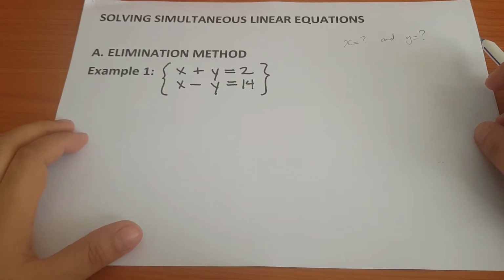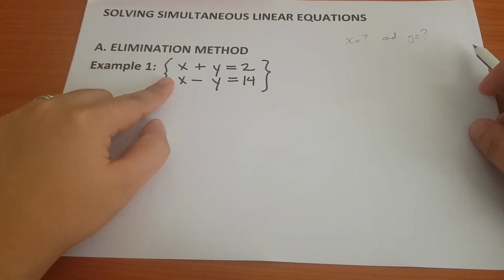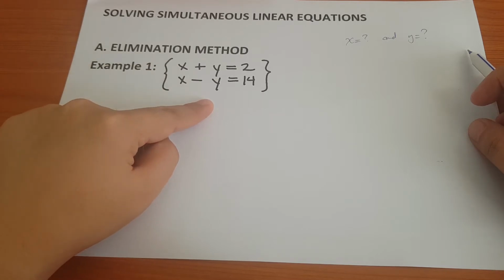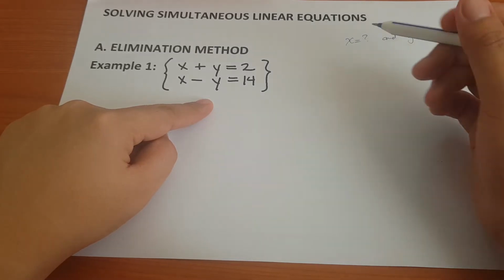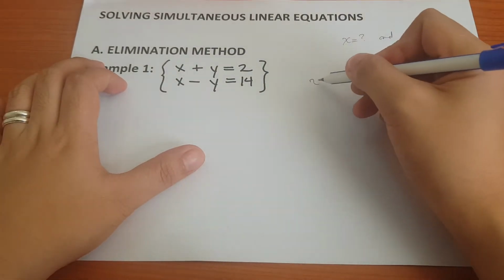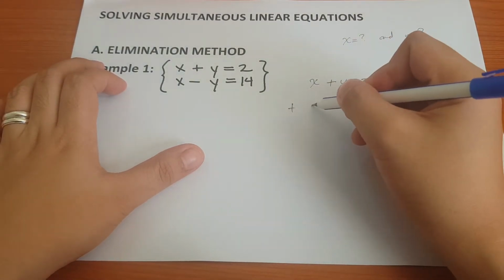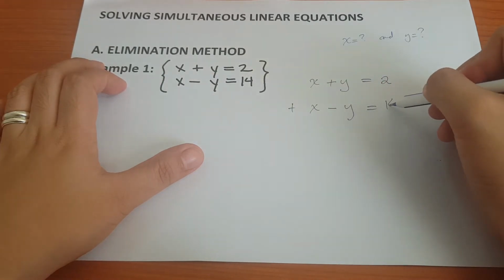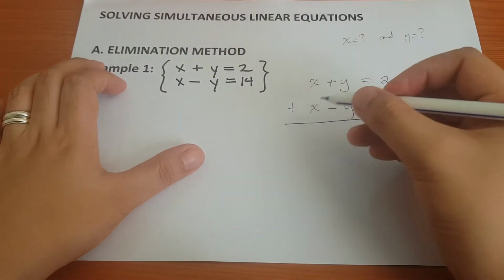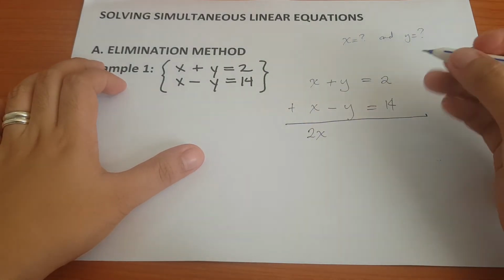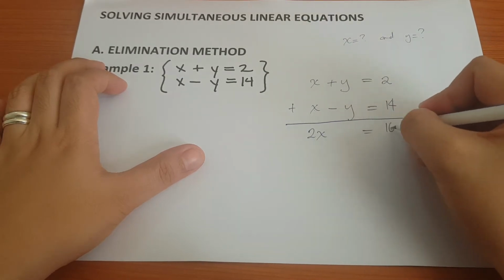So if you observe this one, x and x, if you add them, this will be 2x, which is not 0. But if you add y and minus y, this is 0. That means you don't need to do anything. You don't need to multiply something. You can simply add them directly. So that will be x plus y equals 2, added to x minus y equals 14. So x and x is 2x, plus y minus y is 0, which is your goal. 2 plus 14 is 16.